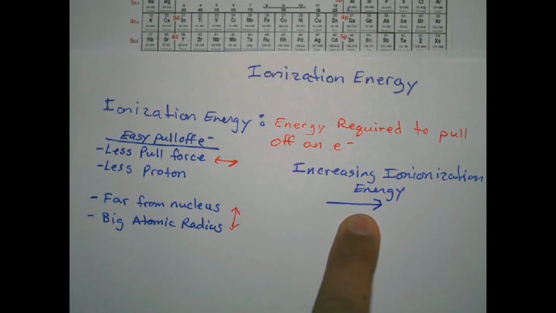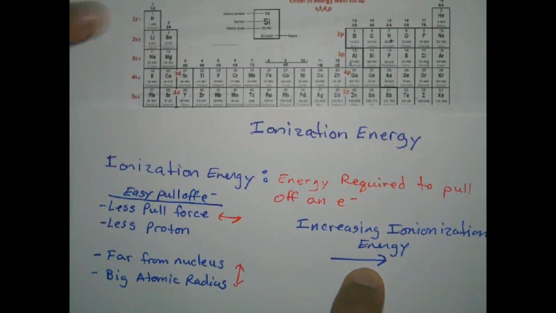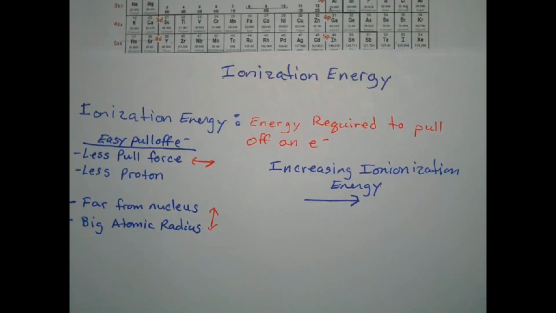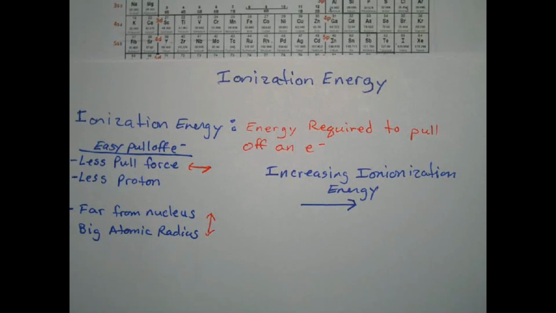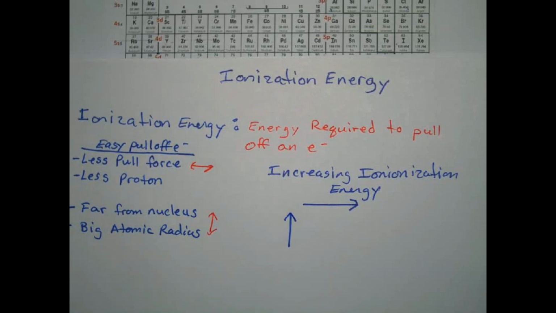So which direction on the periodic table gives us a small radius? Well, let's go back. The atomic radius gets bigger as you increase energy levels, right? Remember that? Every time you go down, you gain one more energy level and your radius just gets bigger and bigger and bigger. So we want a smaller radius. To get smaller radiuses on the periodic table, you've got to go up. Small radiuses make it harder to pull off electrons because you're closer to the nucleus. Okay? So there goes our trend for increasing ionization energy.